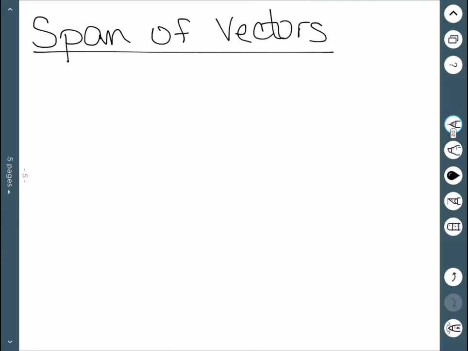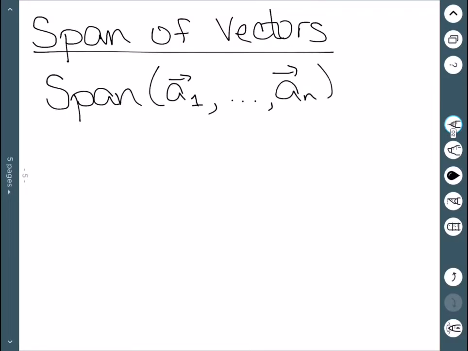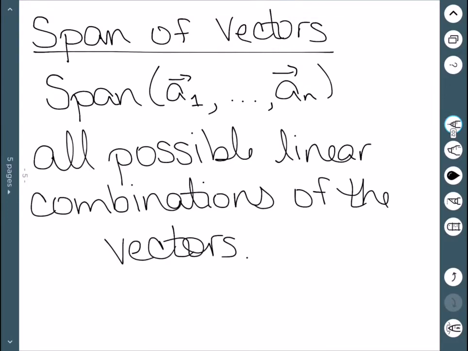Next, we'll define the span of a set of vectors. If I have a set of n vectors, a1 through an, this here is how we denote the span of a set of vectors. The span of a set of vectors is all of the possible linear combinations of these vectors.